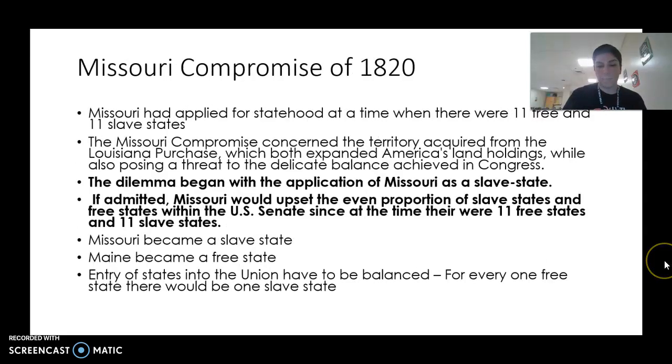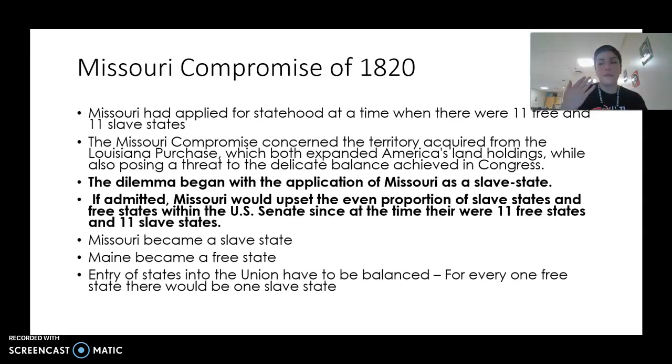The Missouri Compromise of 1820, this is 40 years before the Civil War starts. Missouri had applied for statehood at this time, and there were 11 free and 11 slave states. What ends up having to happen is you have to have a balance of states that have slaves and states that don't have slaves in the United States at that time.